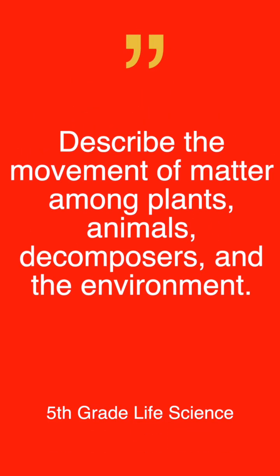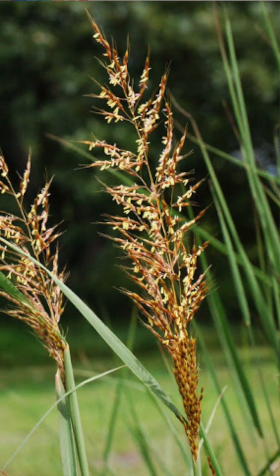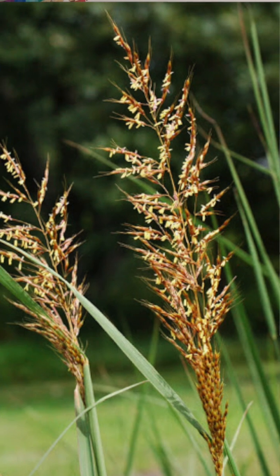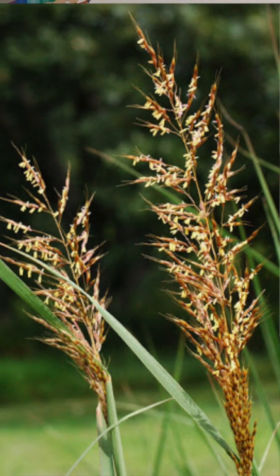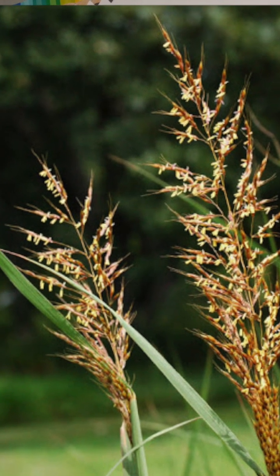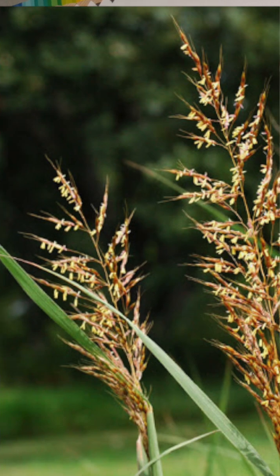Now, plants take in carbon dioxide. We breathe out carbon dioxide, and plants breathe in carbon dioxide, and they use that to capture carbon to help build their cell walls and to make themselves taller and grow bigger. So that's how our 5th grade standard is met through Indian grass.